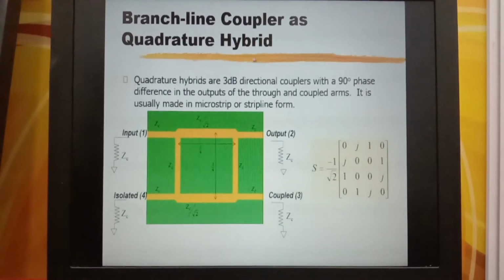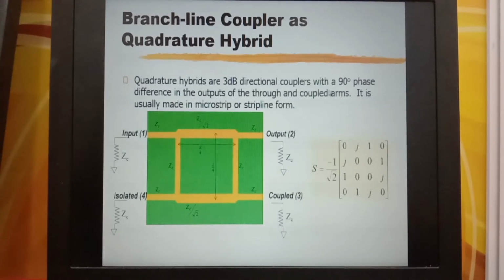The branch line coupler is an example of quadrature hybrid. That means a 3 dB directional coupler with 90-degree phase difference in the output. This is the construction of a branch line coupler.